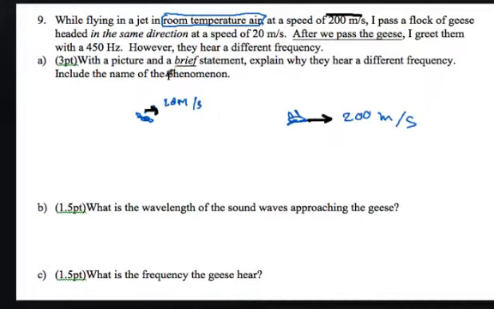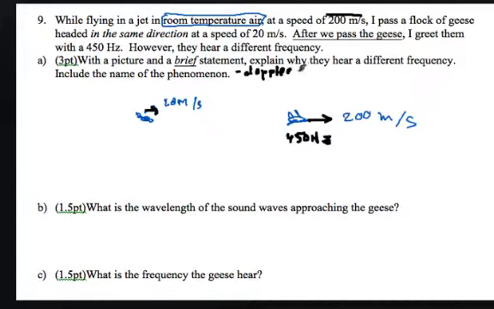This is not to scale. After you pass the geese, you emit a signal of 450 hertz. Now, with a picture and a brief statement, explain why they hear a different frequency. Include the name of the phenomenon. Well, of course, you know this is the Doppler effect.